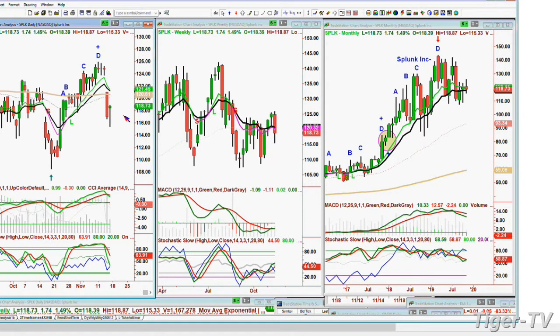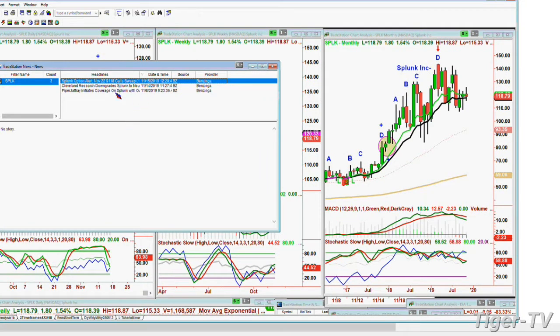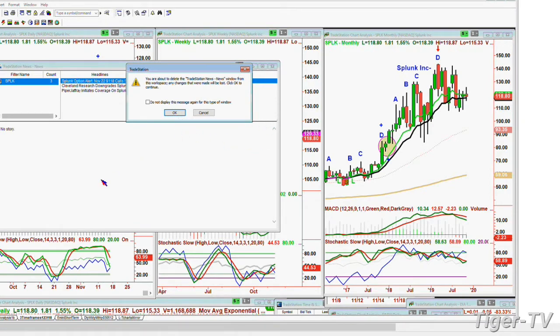So whatever happens with the earnings, let me have a look if the earnings came out today. I know it's real close. Let's see, news. This is not very good. This is on TradeStation. They have a great platform, but they don't always. Okay, Splunk option alert, November 118 calls, sweep. Cleveland Research downgrades Splunk. That was yesterday. I don't know what that means. The option alert may be because of earnings. I'm not sure when the earnings are coming out.